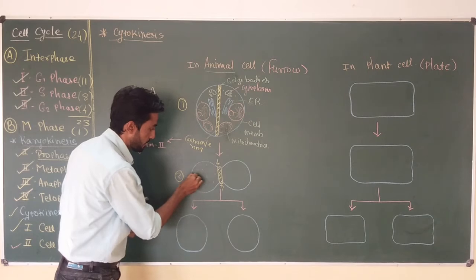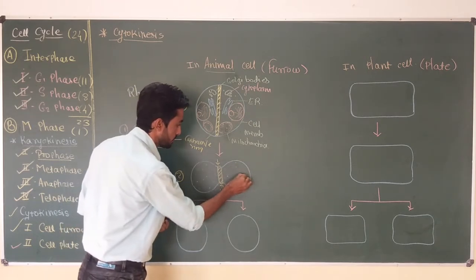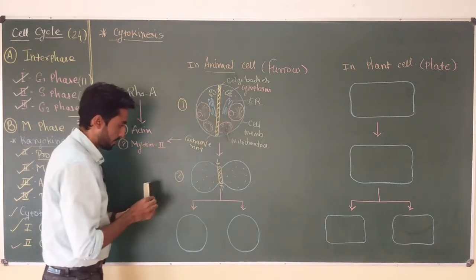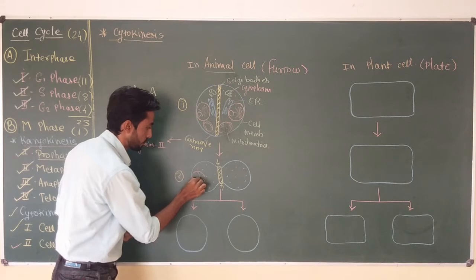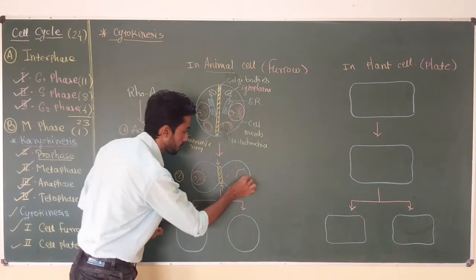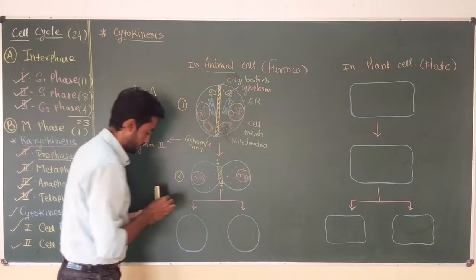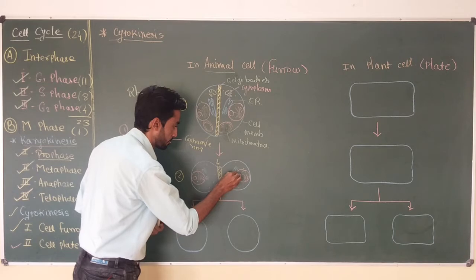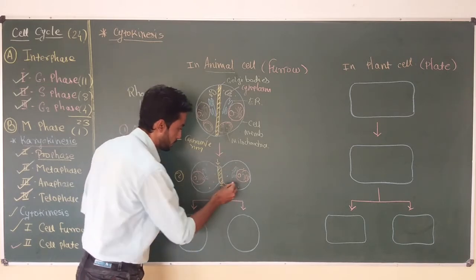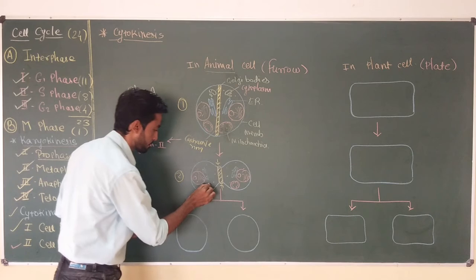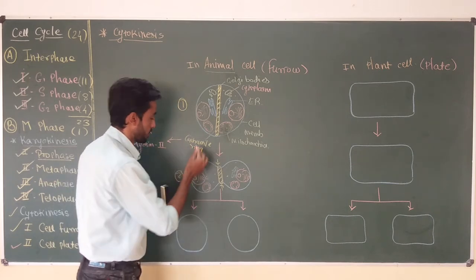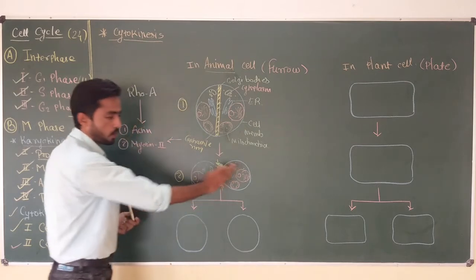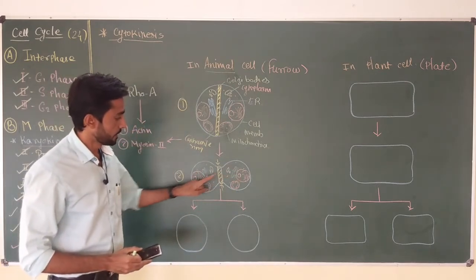In both compartments, equal distribution of material occurs. That means the material gets equally distributed between these two compartments. Both compartments have a nucleus with chromatin and nucleolus. Then endoplasmic reticulum, other cell organelles like mitochondria, Golgi bodies, and all other organelles get equally distributed in both compartments.